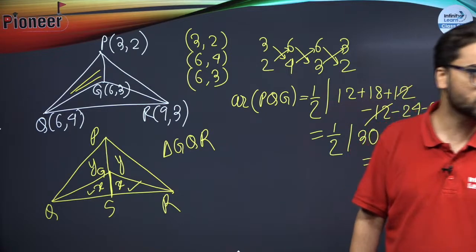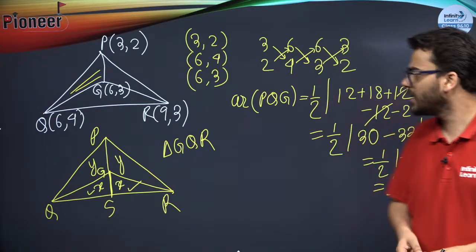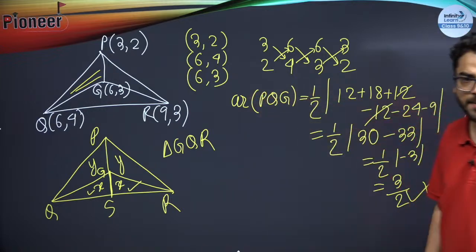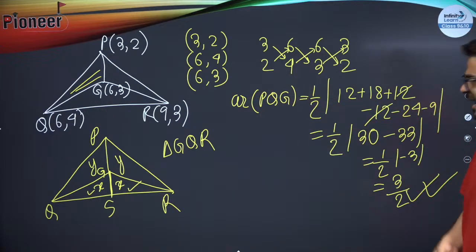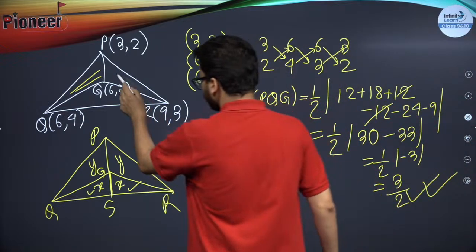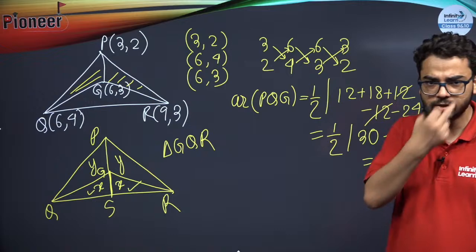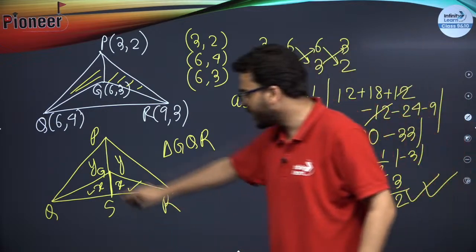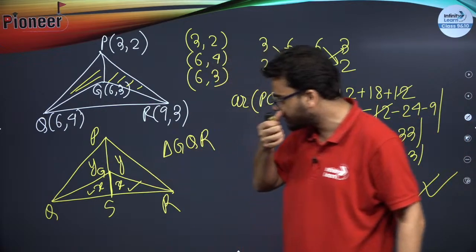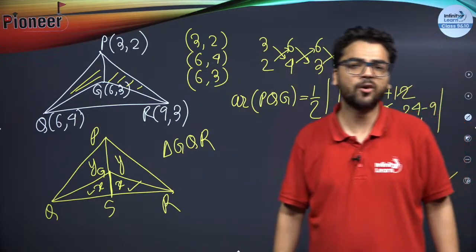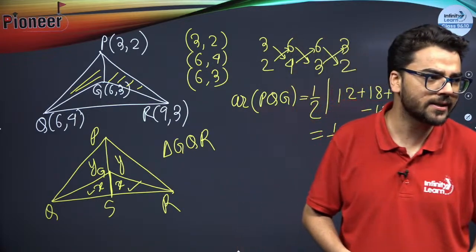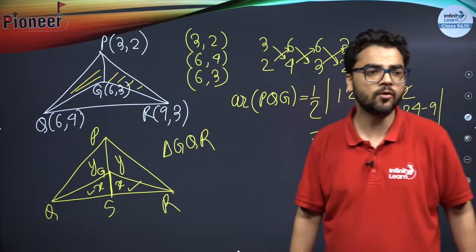Is it clear, Aryan and Shahida? So the area of the triangle PQG over here is coming out to be 3 by 2 square units. In the same manner, the area of PGR will also be 3 by 2 square units only, because I have already proved that the areas of the triangles PQG and PRG will be equal. I hope this question is clear to every student in this session. Any doubt in that, guys?